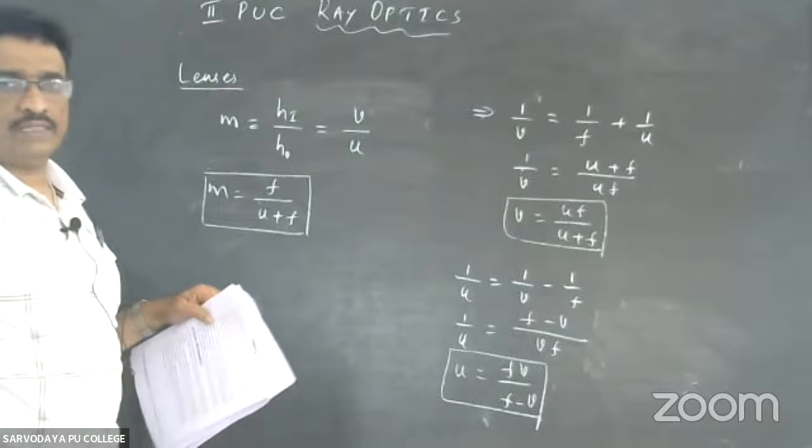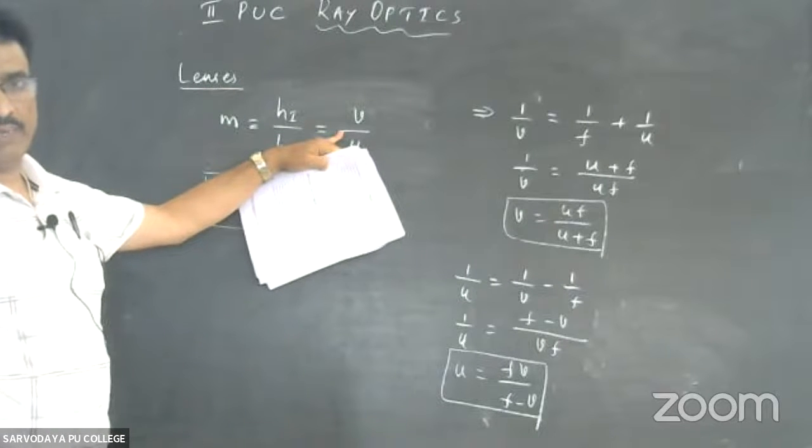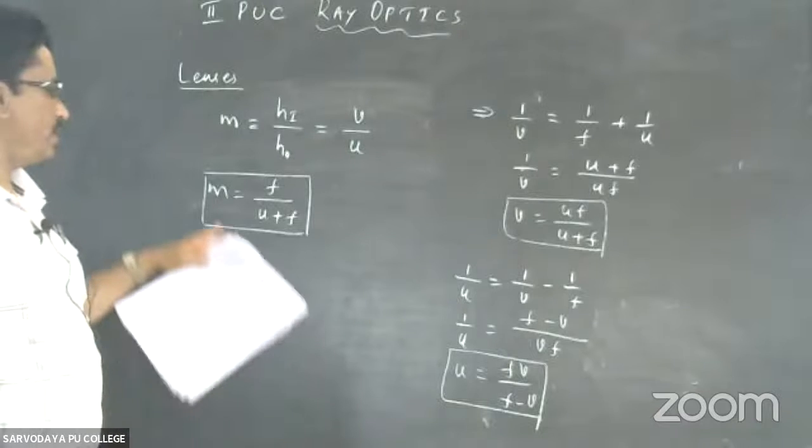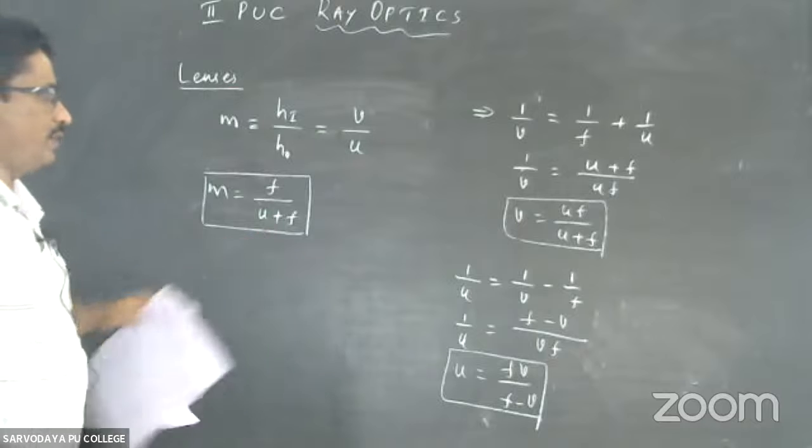One important thing that you have to remember is, in the case of mirrors, we come across minus v by u. But here plus v by u will be there. Therefore m is equal to f divided by u plus f. This is the formula.